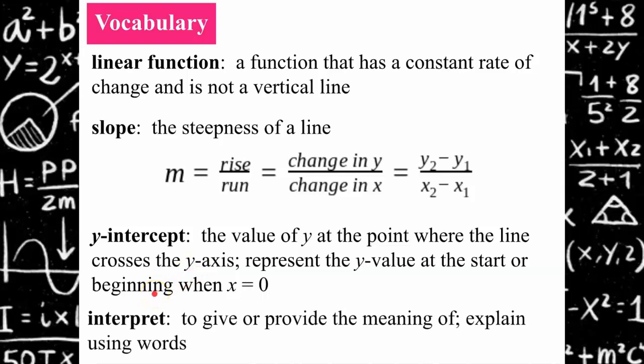Interpret. When we interpret something, we give or provide the meaning of. We explain using words. Students often have a difficult time with interpret and just give a value. If you're asked to interpret the slope, you're not going to give a numerical value. You need to give an explanation of slope. And we go back to this vertical change over horizontal change. And what exactly does the y-axis represent in the problem? And what does the x-axis? So it's very important that your graph have labeled axes in order to interpret.